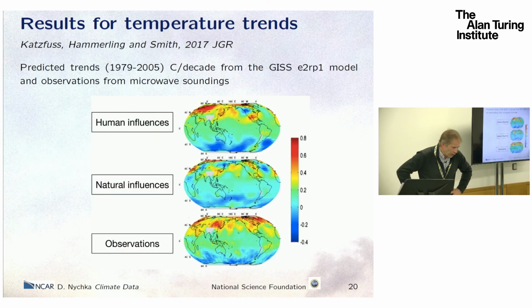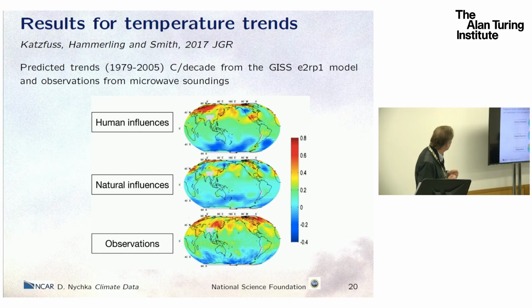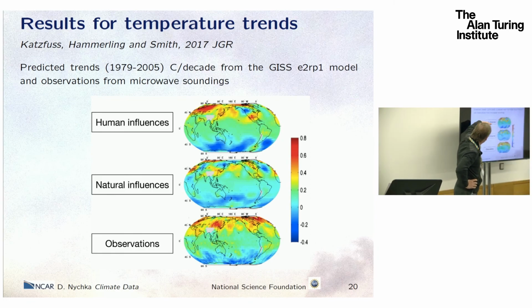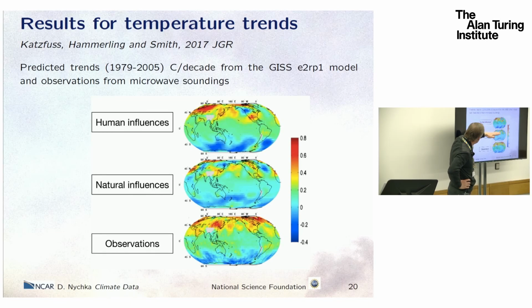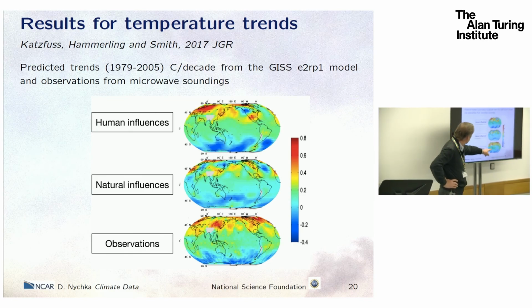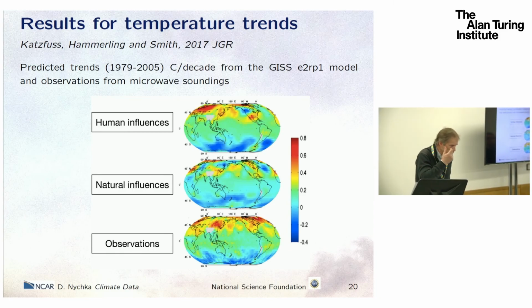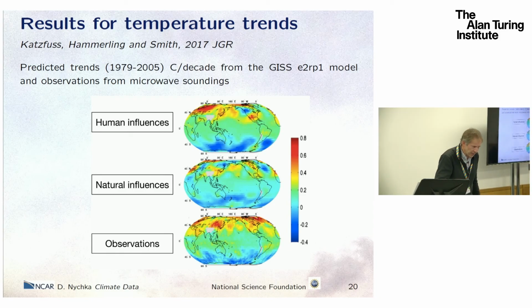Okay, so what I want to do is briefly give you an idea of an analysis that Matthias Katzfuss, Dorit Hammerling, and then Richard Smith did recently. We have these ingredients: we could call this the greenhouse gas signal due to human activity, the natural signal in absence of human influences, and then finally we have the observations here. These are all trends over a short period, which is interesting. The other thing about these observations is that they're based on remotely sensed data rather than surface data.